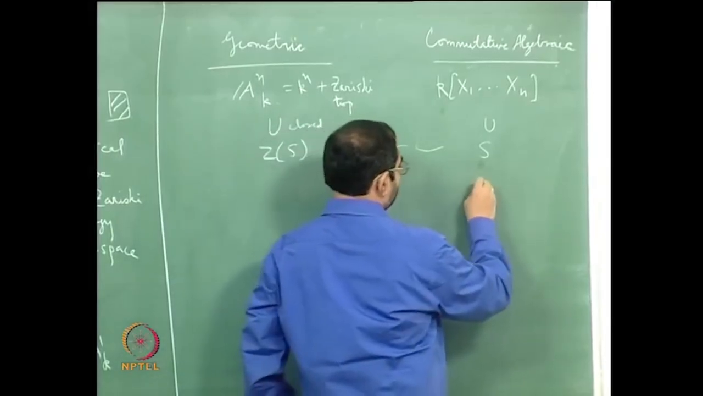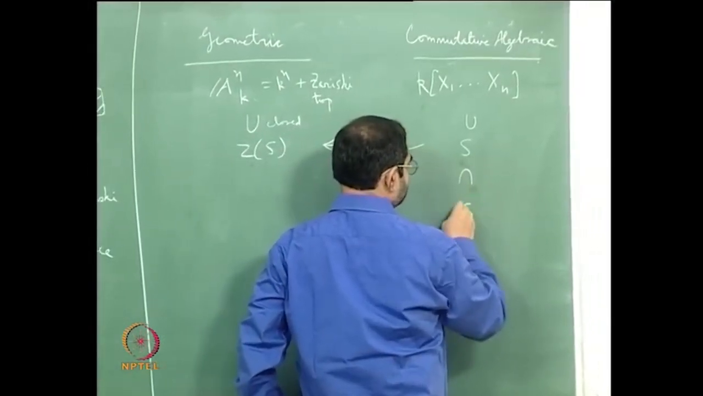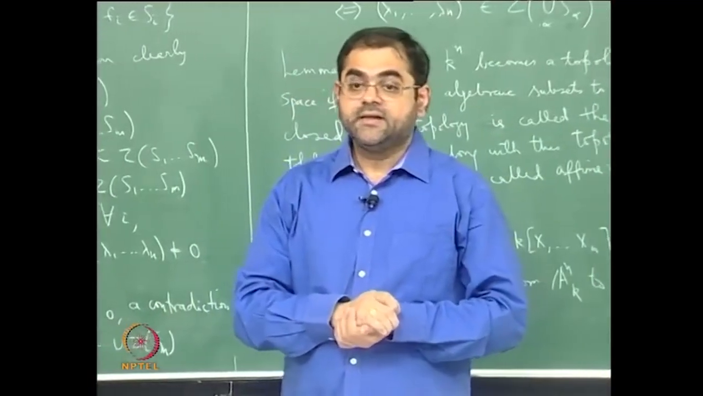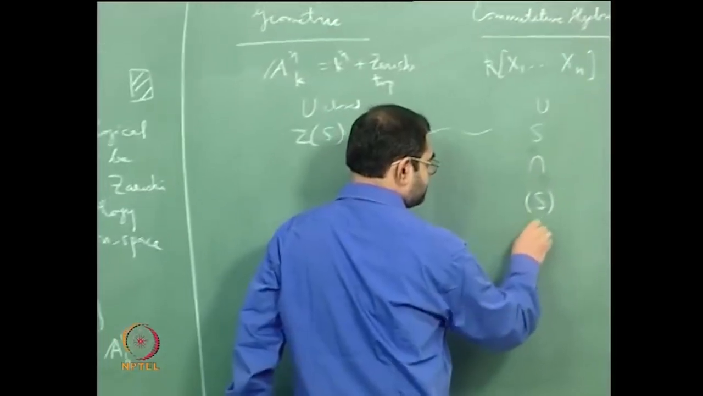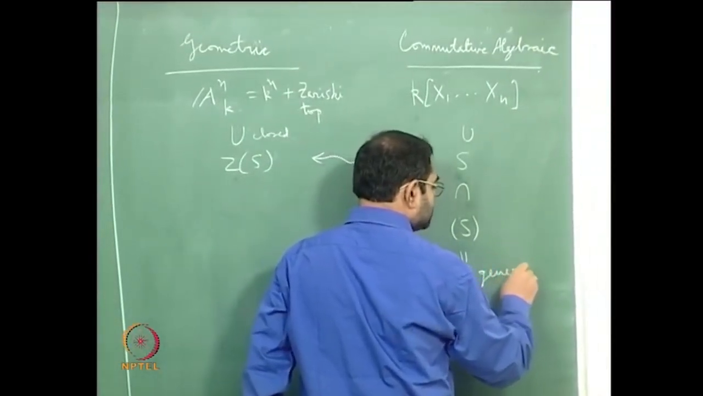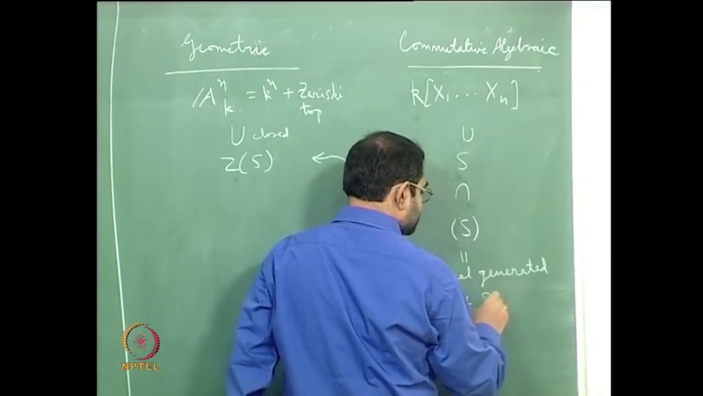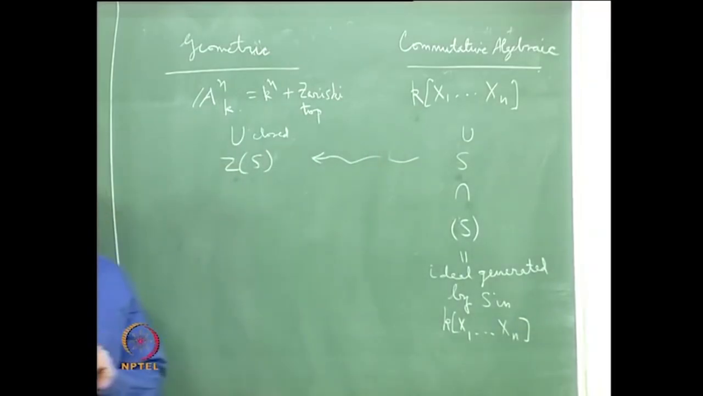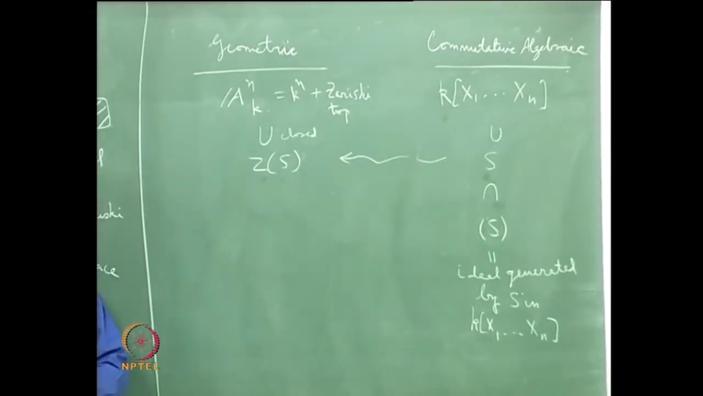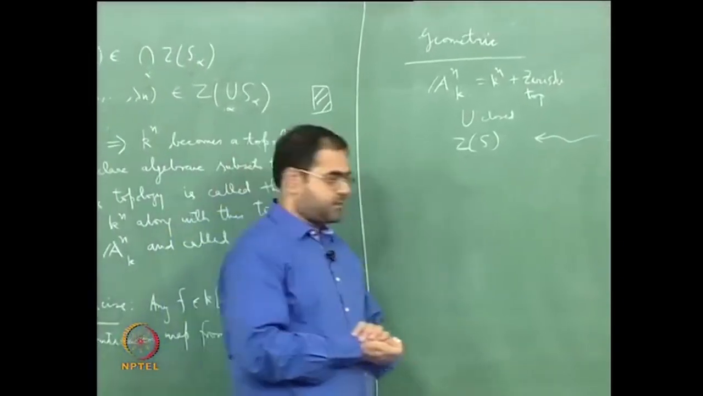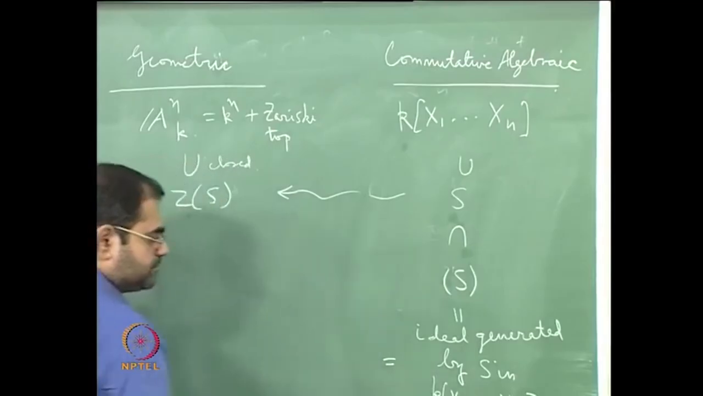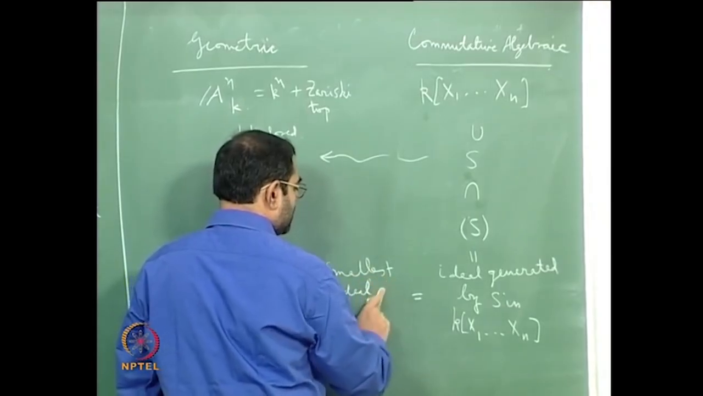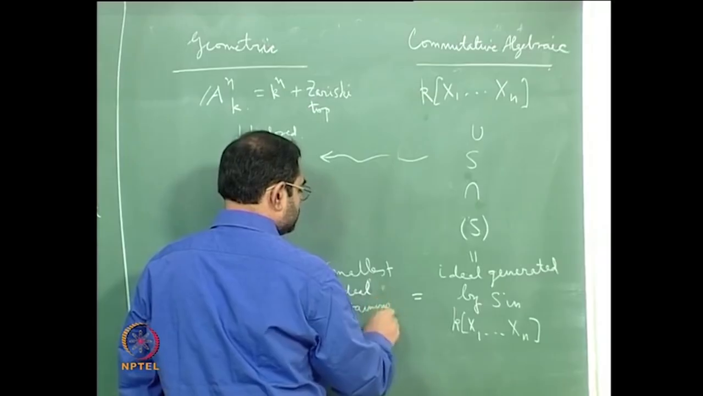Let us do the following. Let me use the following notation. I will put S with a round bracket, and S with a round bracket means the ideal generated by S. So this is the ideal generated by S in this polynomial ring. Now, what is this ideal generated by a subset in the polynomial ring? Of course, there are two ways of describing it. One is, this is equal to the smallest ideal containing S. This is one definition.